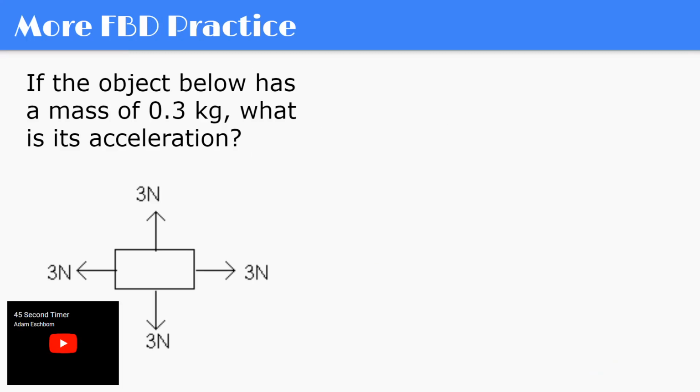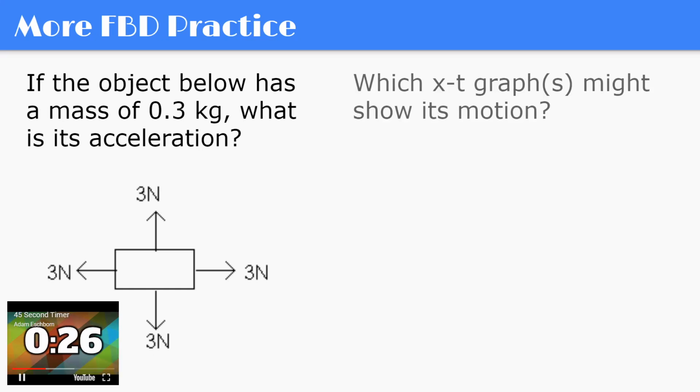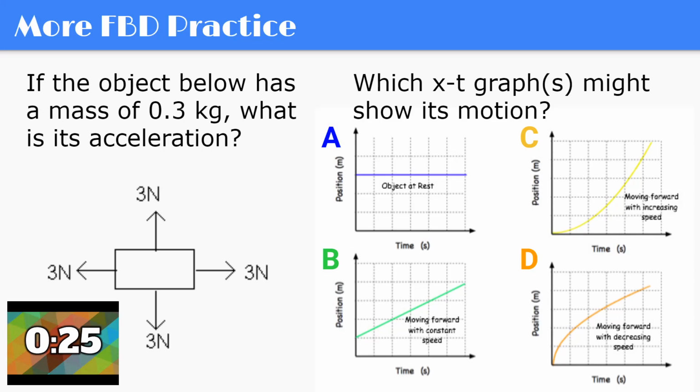All right, let's try this one. If the object below has a mass of 0.3 kilograms, what is its acceleration? 0. I didn't have to do any math. Look at that free body diagram. It has 0 net force on it, therefore your acceleration is 0. Which XT graph might show the motion? There's your answer when you asked.